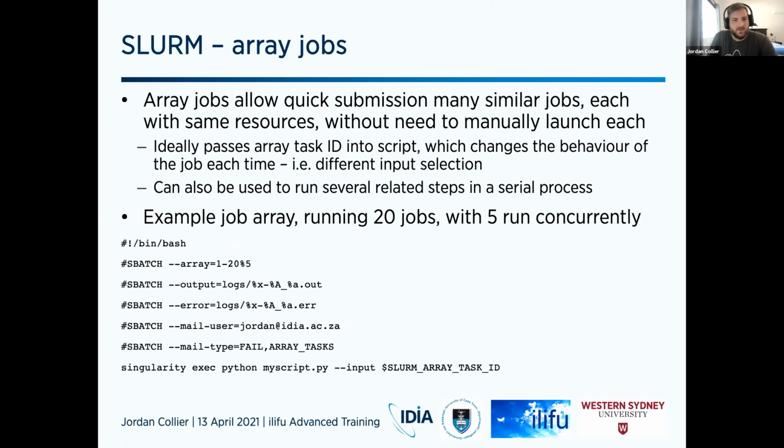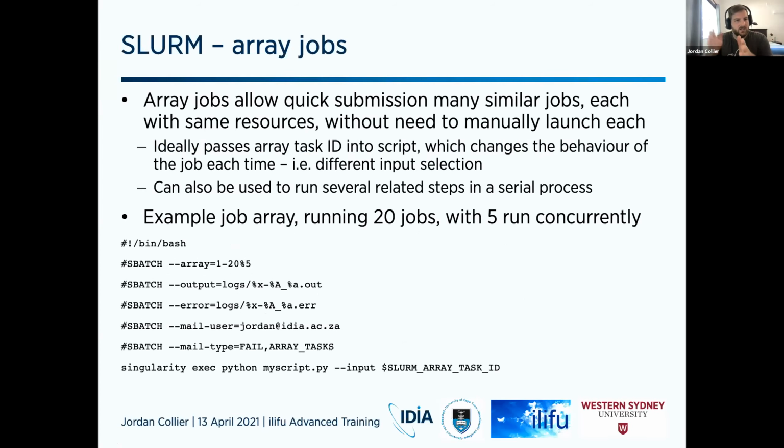There's also something we can do called an array job. Essentially, array jobs allow for quick submission of many similar jobs, each with the same resources, without the need to go and manually launch every single one. And the ideal behavior here is that you'll pass a task ID, which is the thing that's changing in your array job, and that would change the behavior of each of the different jobs that run. For instance, you're providing a different input selection. So I'll go on to describe this more, and it should make more sense.